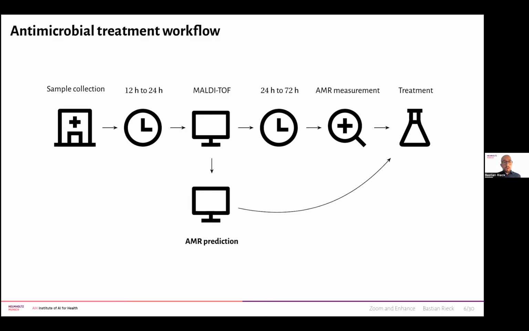Now, what we are proposing, or what we want to do in this project, is we want to use the MALDI-TOF data that is being generated anyway.